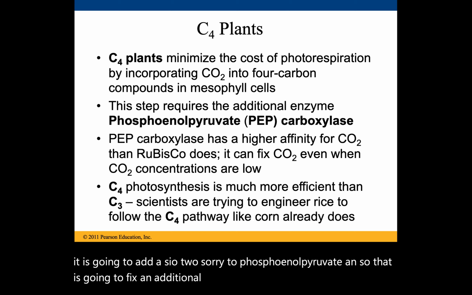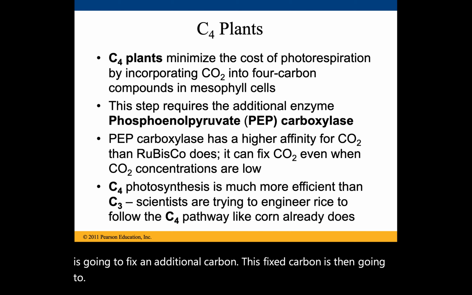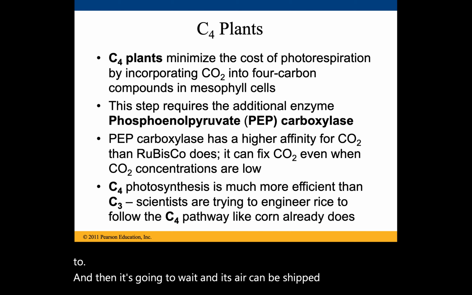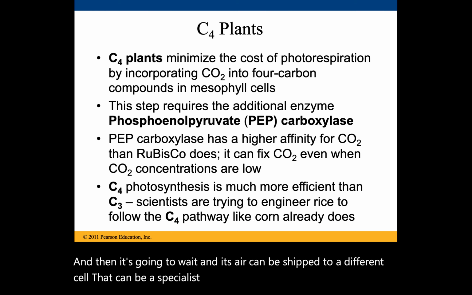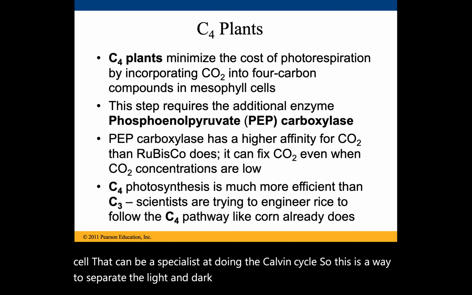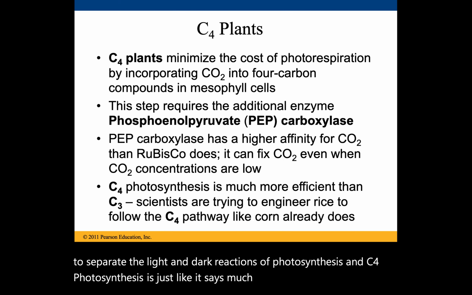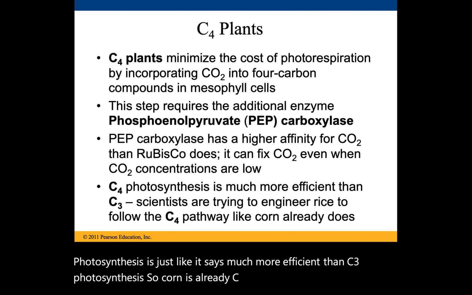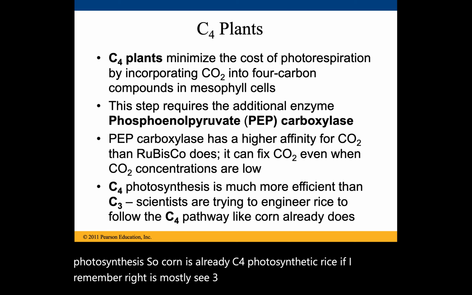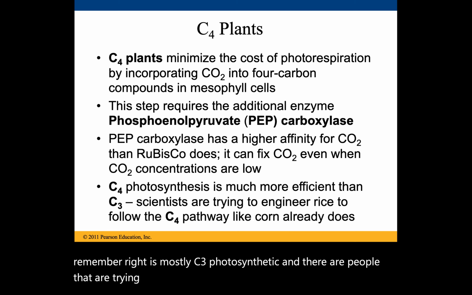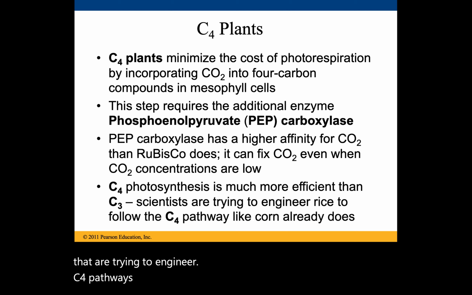This fixed carbon can then be shipped to a different cell that can be a specialist at doing the Calvin cycle. So this is a way to separate the light and dark reactions of photosynthesis. And C4 photosynthesis is, just like it says, much more efficient than C3 photosynthesis. So corn is already C4 photosynthetic. Rice, if I remember right, is mostly C3 photosynthetic. And there are people that are trying to engineer C4 pathways into rice with some success.